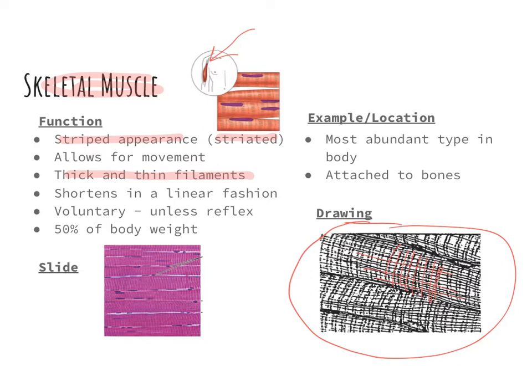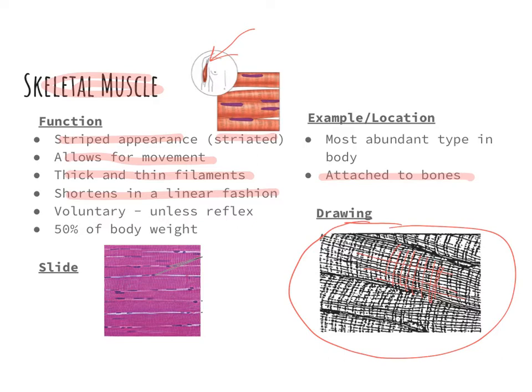So skeletal muscle's purpose is to allow us to move. It is attached to our bones, and when skeletal muscle shortens, it pulls our bones, and that's how we're able to move. Skeletal muscles shorten in a linear fashion, which means they go from being a little bit longer, and then when they're contracted, they get shorter, hence pulling your bones together to move your skeleton around.